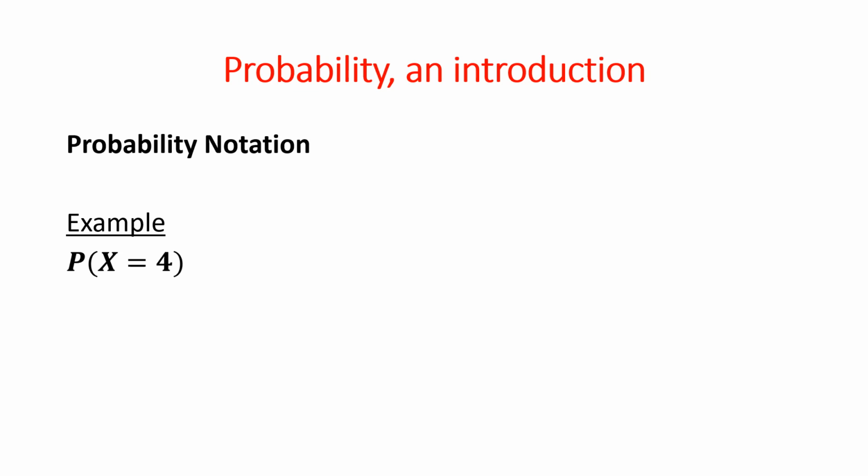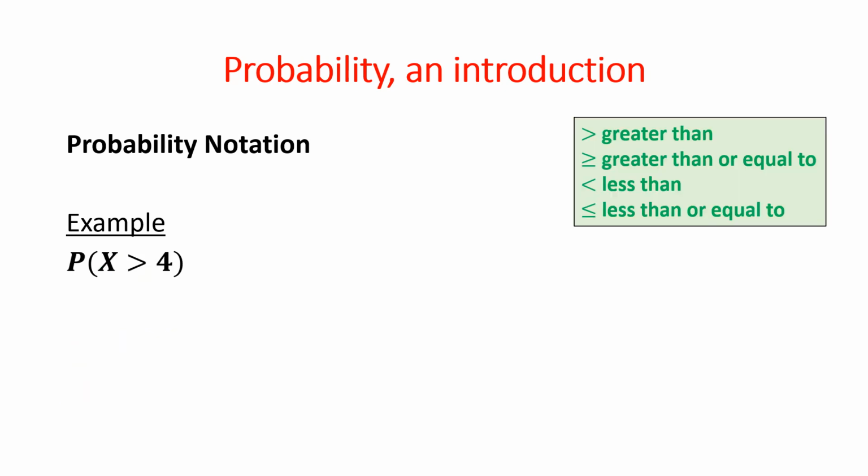Okay, let's talk some probability notation now. When we see the P, it means probability, and whatever's inside the brackets, we have the event that occurs. But let's talk about our inequalities, where some students find it a bit tricky. And let's put up here a reminder what our inequalities are. So this is the probability that x is greater than 4.